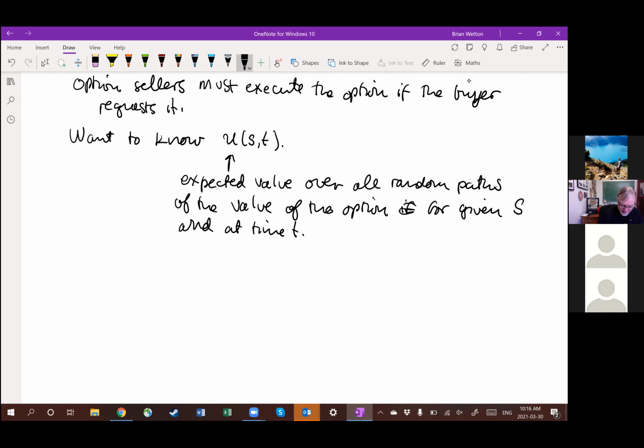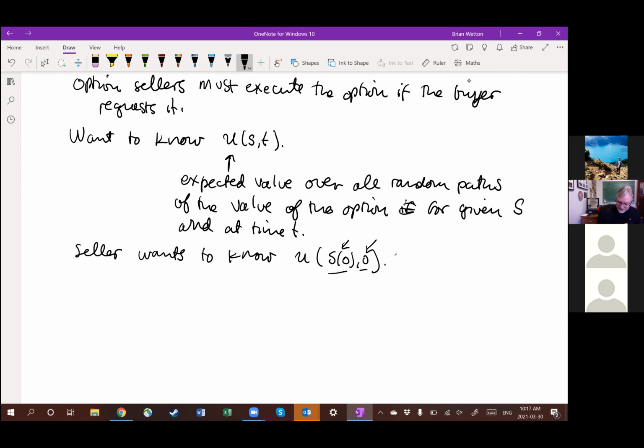Well, if you are the option seller, you want to know what you should price the option at, right? Because you know what the stock price is at time 0. And so you want to look at time 0 and figure out how much this is worth.